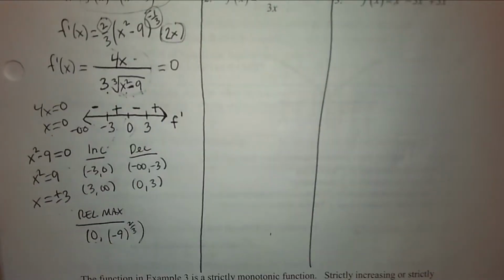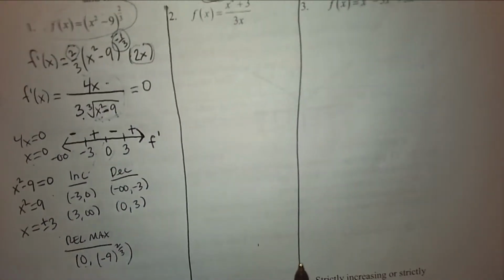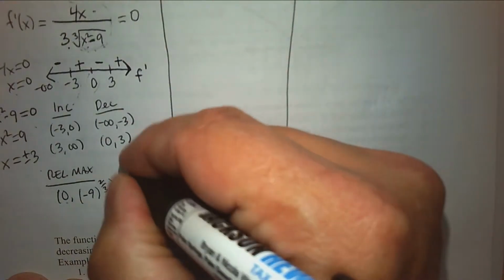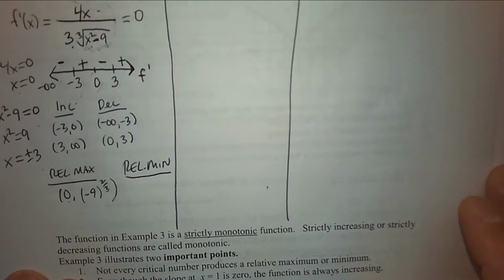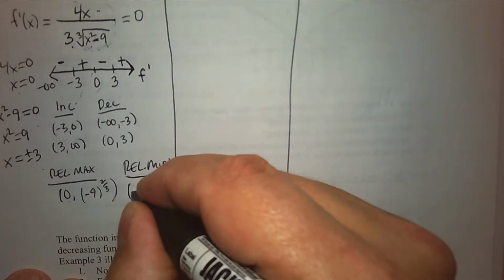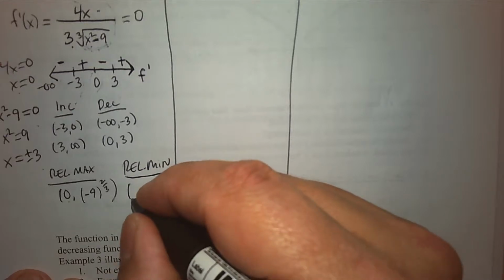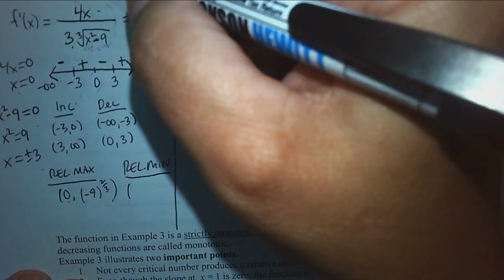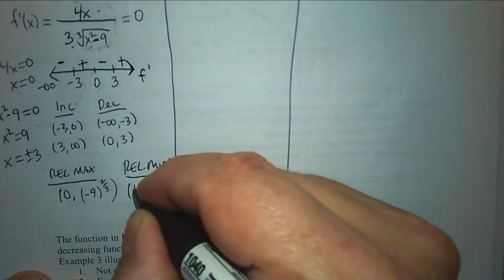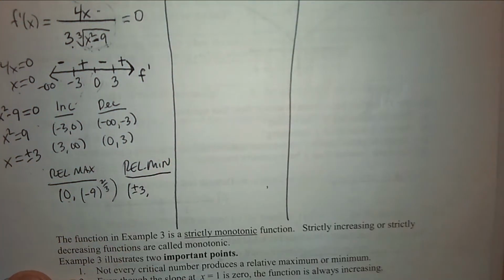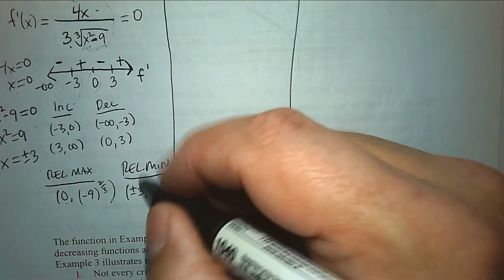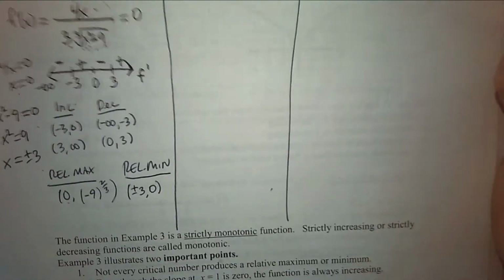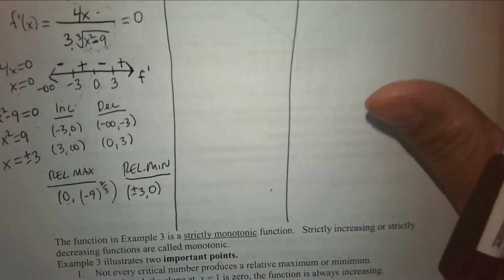Do we have any relative minimums? Yes, two of them. At what x values? Negative 3 and positive 3. When you plug in negative 3 and positive 3, you get the same answer because when you square it, it ends up being the same. 3 squared is 9, 9 take away 9 is 0, and 0 to any exponent is 0. So the two points are positive 3, 0 and negative 3, 0.